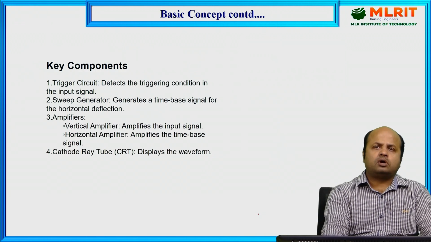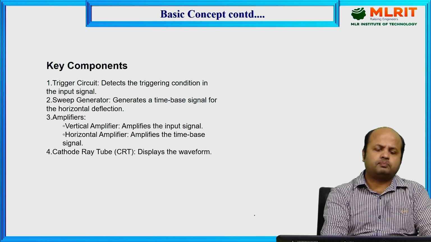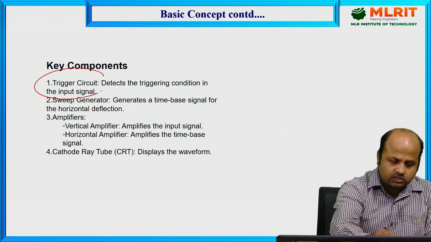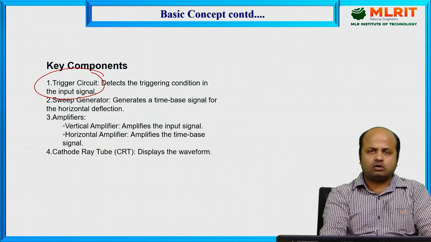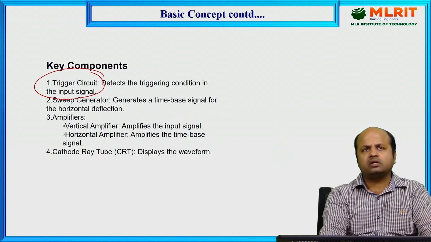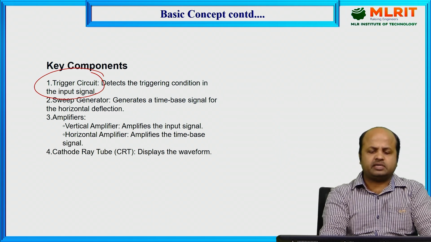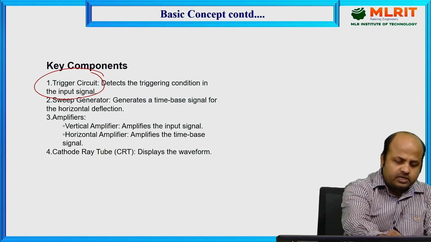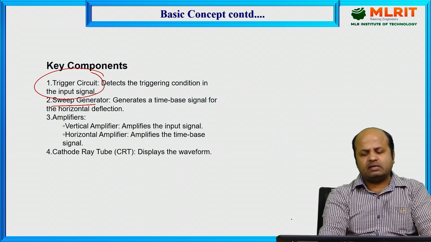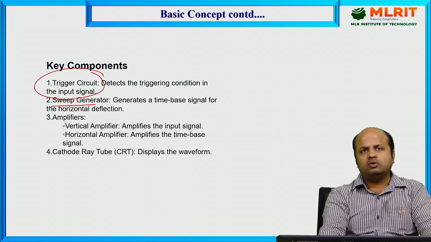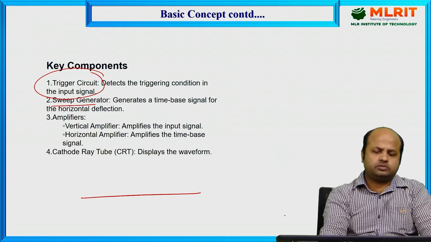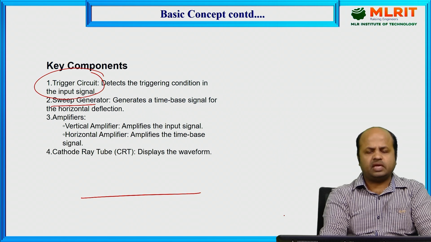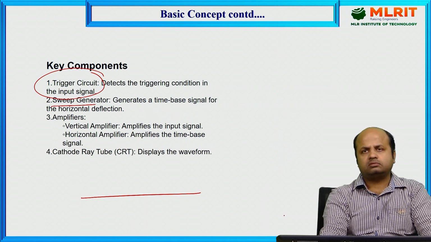What are the key components of a Triggered Sweep CRO? The key component is the trigger circuit. First, we have to take a trigger circuit. What is a trigger circuit? It detects the triggering condition. As I told you, in order to use the Triggered Sweep CRO, you have to set some triggering condition. Based on the signal, we have to decide the triggering condition, and it will detect the triggering condition in the input signal. The second component is the sweep generator. The sweep generator is nothing but the time-base generator for the horizontal deflection. Already in the normal CRO, we have seen that the sweep generator is used to deflect the signal horizontally. So, in a Triggered Sweep CRO, first we have to design a triggering circuit, then the sweep generator. The sweep generator is common in both the Triggered Sweep CRO as well as the normal CRO.